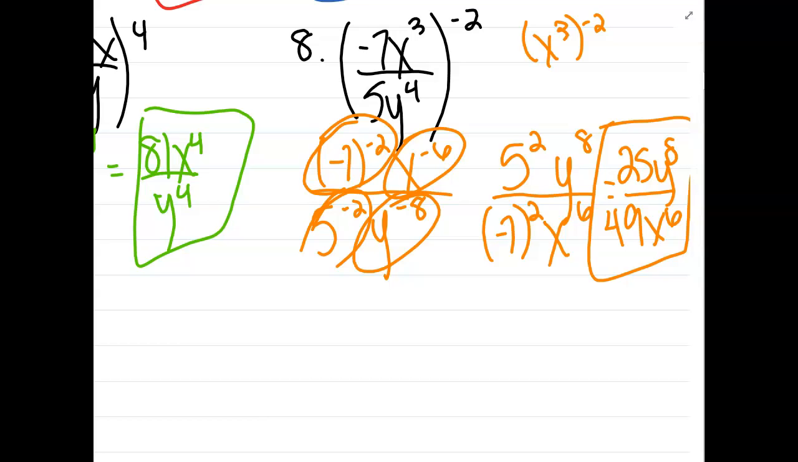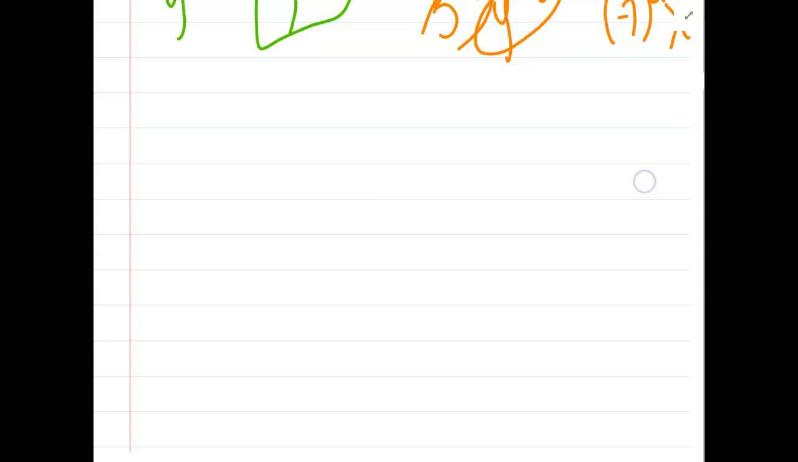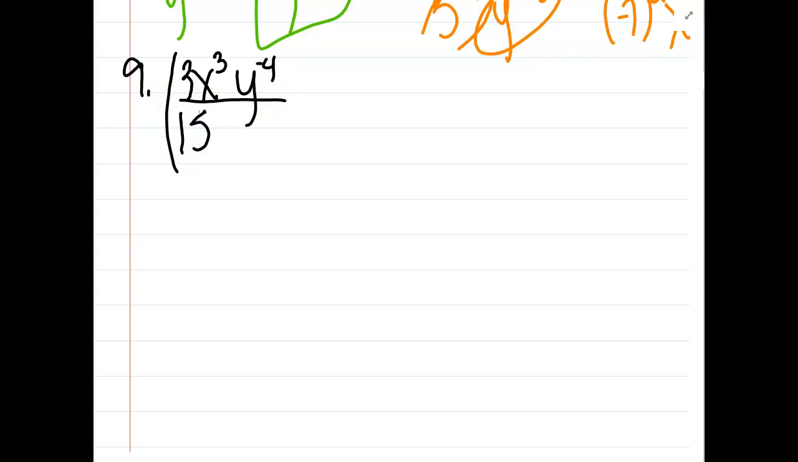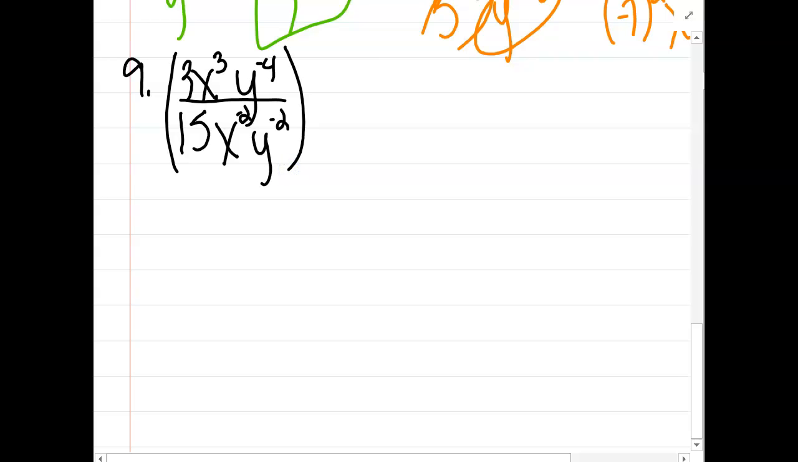Okay, just a couple more here. And these ones, I'll say it one more time. I promise you, the slower you take it, the more work you show, the easier they are. There's kind of a lot of steps. Okay? All right, in parentheses, 3x cubed y to the negative 4th over 15 x to the negative 2nd, y to the negative 2nd, all to the negative 2nd power.